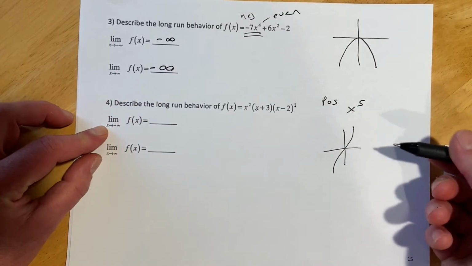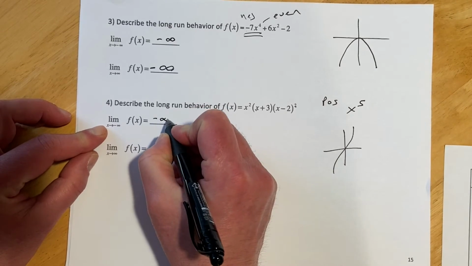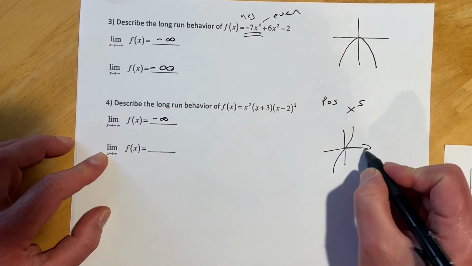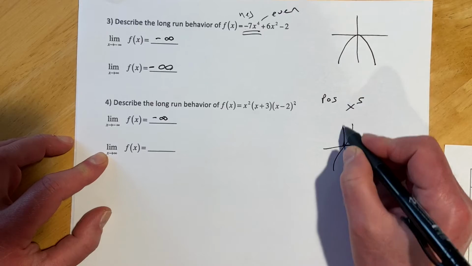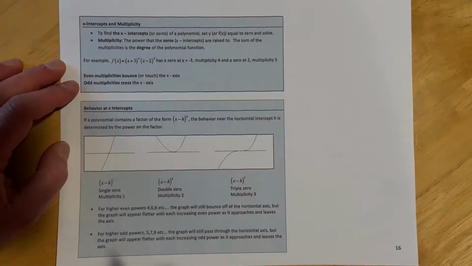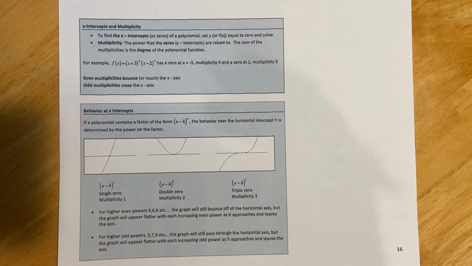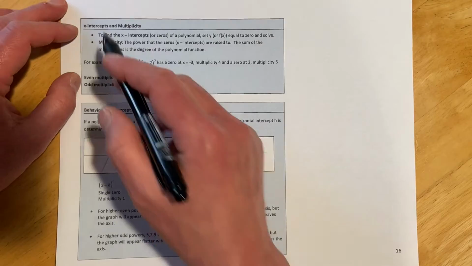So as x goes to negative infinity, the output goes to negative infinity. And here, as x goes to positive infinity, the output, the y values, are going to positive infinity. Okay, so this page gives us the other half of the stuff that we need to figure out what the graphs are going to do.